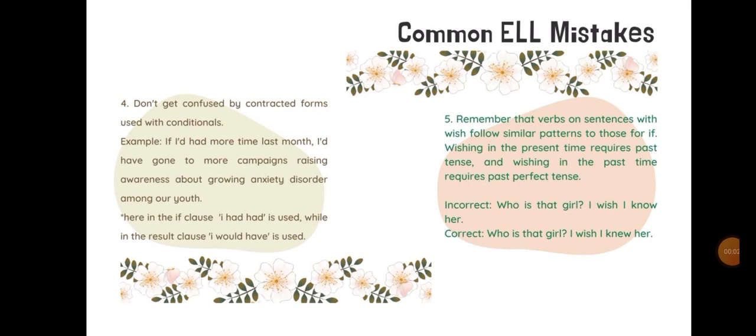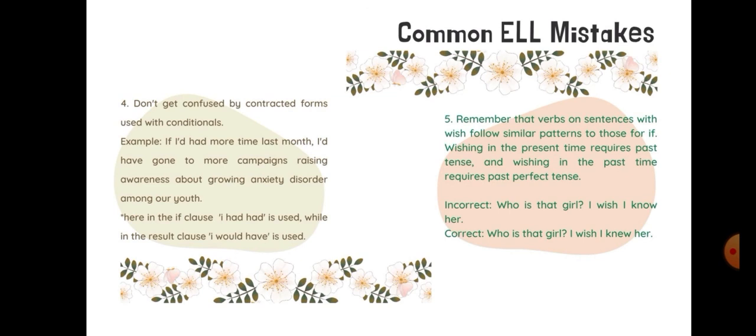Another thing that confuses ELL learners is contracted forms. Contracted forms are shortened forms. If we combine two words like had not, it will become hadn't, or will not's contracted form will be won't. So, in this example, if I'd had more time last month, I'd have gone to more campaigns raising awareness about growing anxiety disorder among our youth. Here in the if clause, I had is used because I would is not used in the if clause, while in the result clause I would have is used.